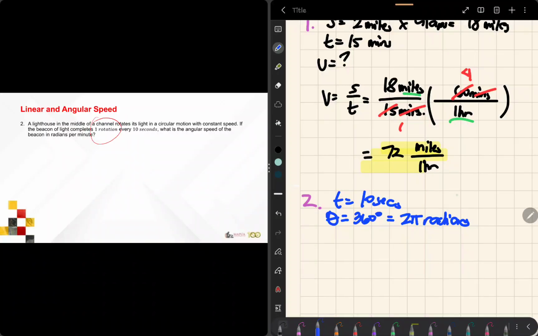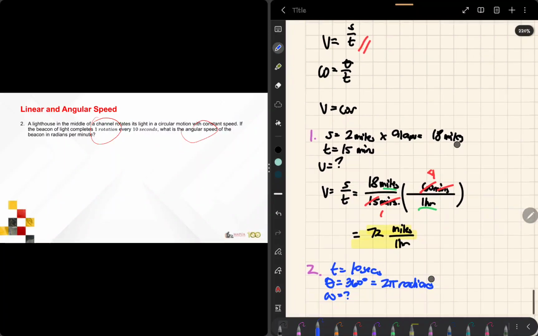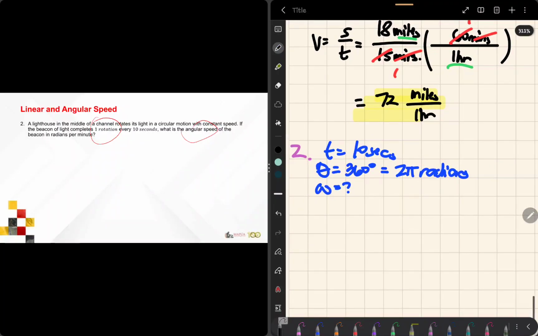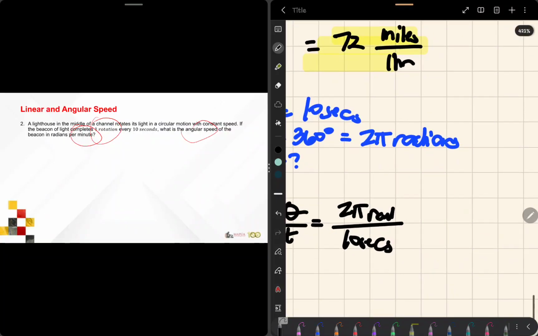And now we are tasked to find the angular speed. So the angular speed is denoted by the Greek letter omega. So from our formulas, we can solve for omega using this formula. We have omega is equal to theta over t, wherein our theta is equal to 2 pi radians and our t is equal to 10 seconds. However, we need to find it in radians per minute.